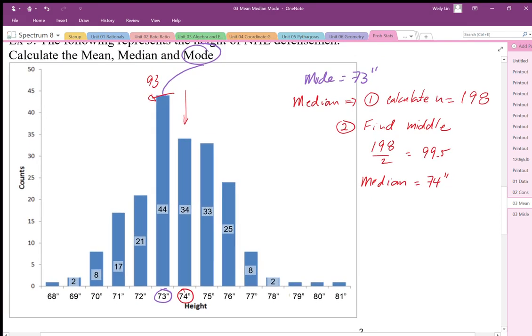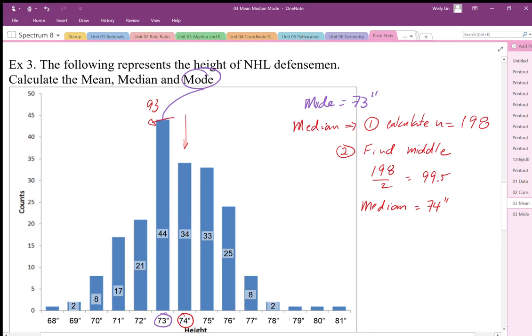The mean in this case is quite a bit of calculating, because we're going to have to calculate the total heights of everyone. And the thing is, we've identified n now. So for the mean, we need to calculate the total sum of all the heights, and then divide by 198.